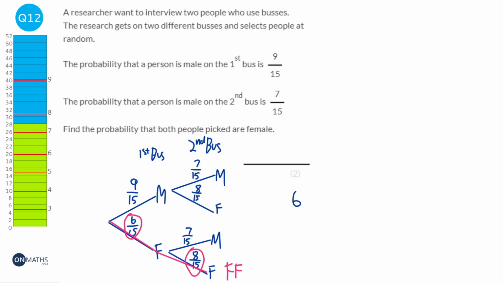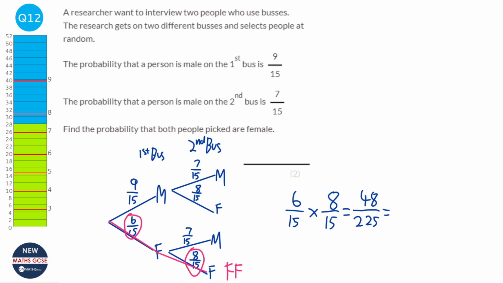So it would be 6 over 15 times 8 over 15. So 6 times 8 is 48. And times the bottoms, 15 times 15 is 225.